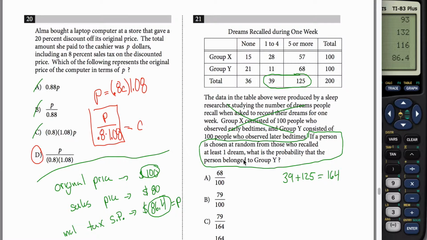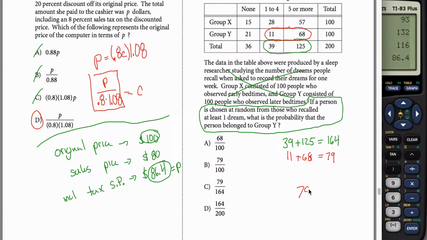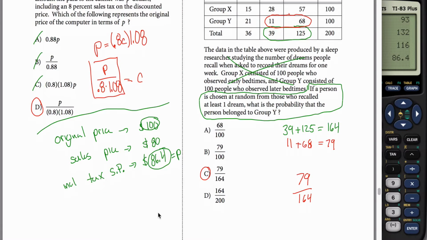So if one of these 164 people is chosen at random, what is the probability that they belonged to Group Y? Well, of those 164 people, 79 of them belong to Group Y. So I take this 11 plus 68, I get this 79. And so 79 of these 164 would fit in Group Y. So this will be exactly my answer. This is the probability. I look over here for 79 over 164. I find it in C. I call that good, and I move on.